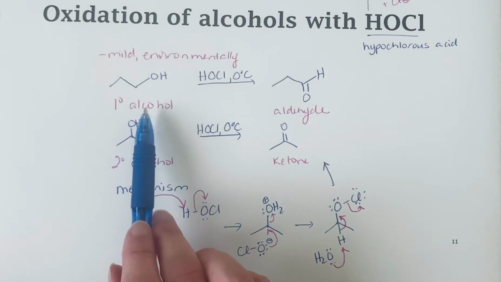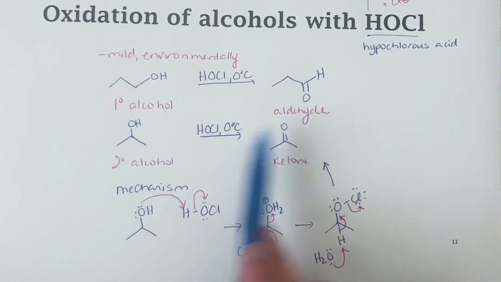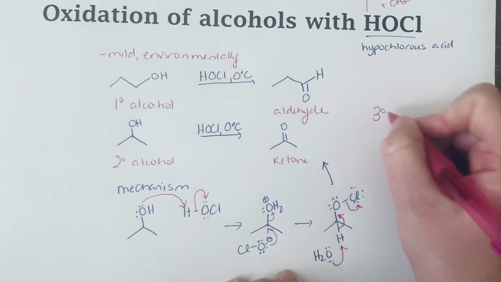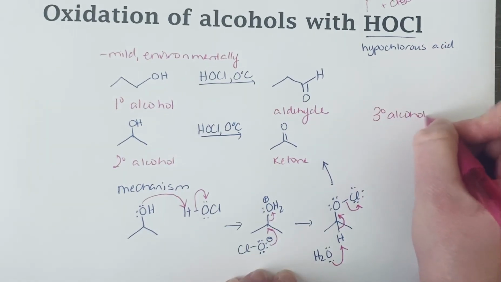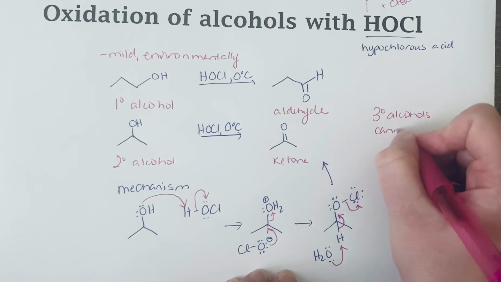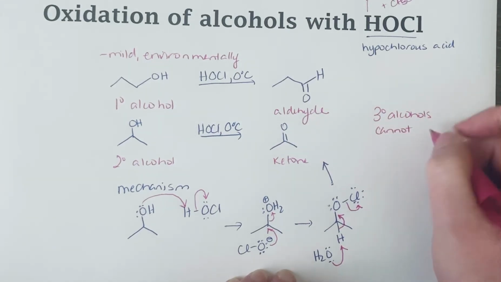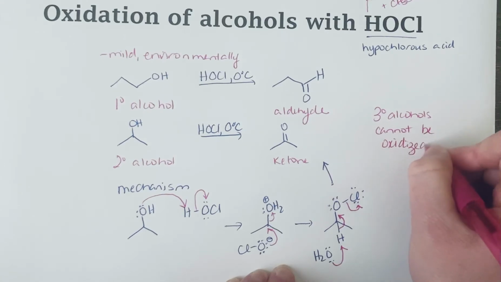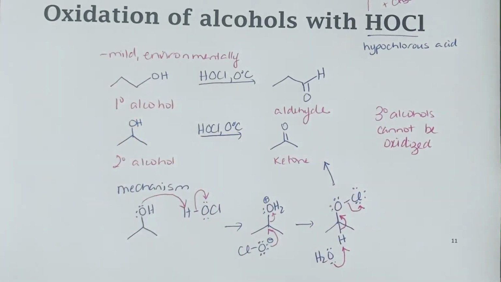And so we see that a primary alcohol can be oxidized to an aldehyde, a secondary alcohol can be oxidized to a ketone, and tertiary alcohols cannot be oxidized by these conditions or any of the other ones that we're going to see in this chapter. So we're only looking at the oxidation of primary alcohols and secondary alcohols.